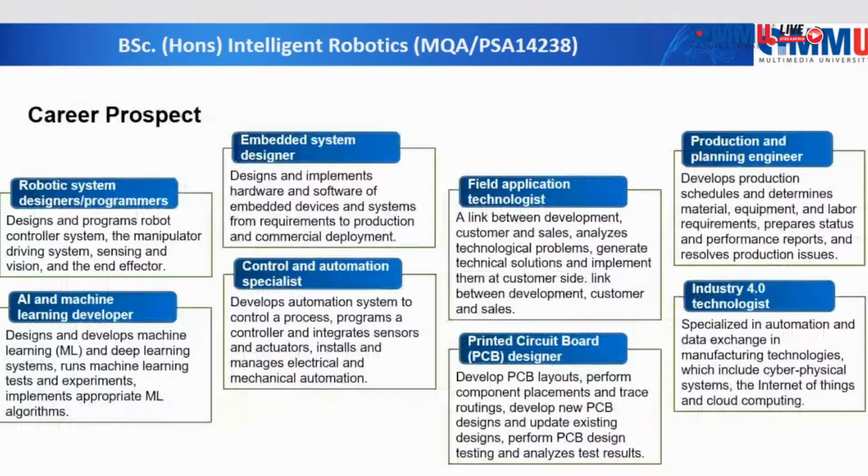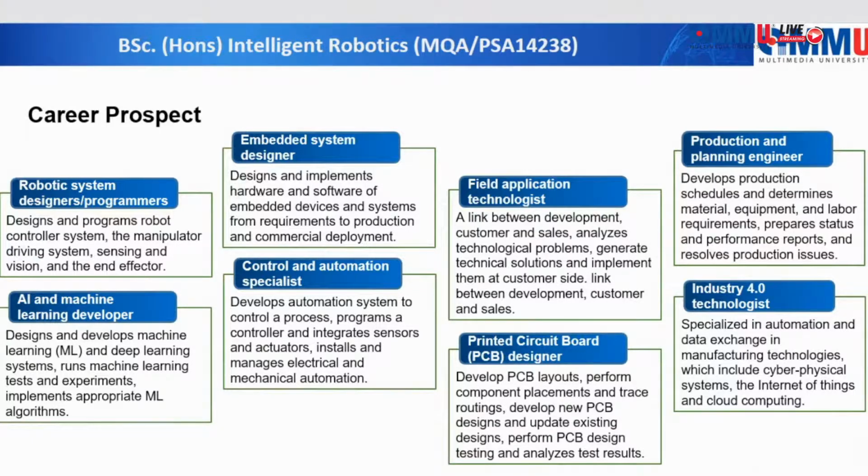When you graduate, these are some of the possible jobs that you can take up. For example, robotic system designers or programmers, where you can design and program the robot controller system, the manipulators and so on. You can also become an AI and machine learning developer, an embedded system designer, control automation specialist, field application technologist, PCB designer, production and planning engineer, and also Industry 4.0 technologist. But of course, it is not limited to this. We are just showing you a few possible jobs.